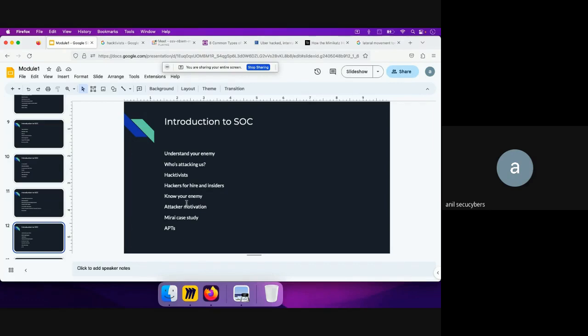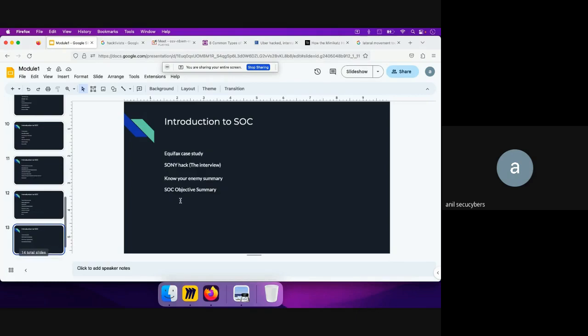Okay, so now since we have known about the activists and all the details, what we'll do is go to certain case studies, like the Mirai case study, the Equifax hack and the Sony hack. So let's start with the Equifax hack case study.